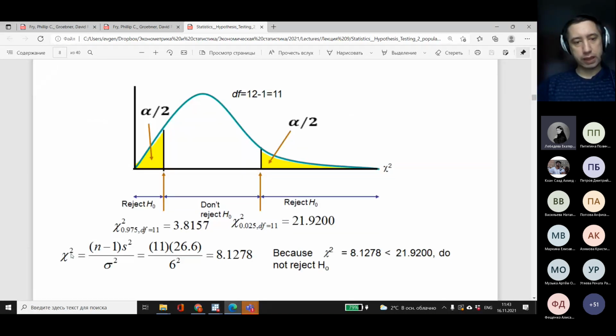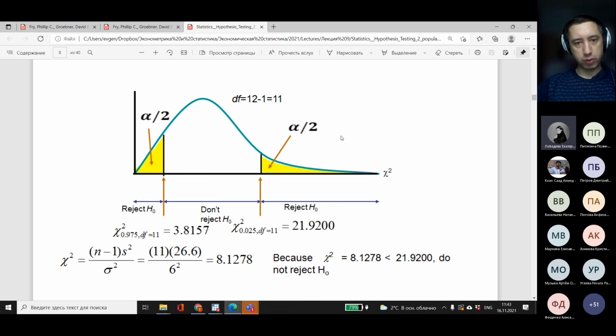As usual, we have to calculate the chi-squared statistic. But now, if we draw a chart with the chi-squared distribution, we should find two critical values. The first critical value is the left one, the second is the right one. Hence we have to find two critical values from the chi-squared table. The right critical value is very easy to find.